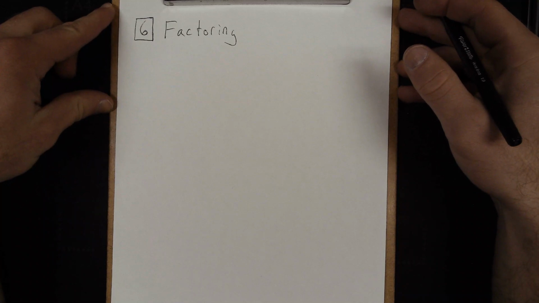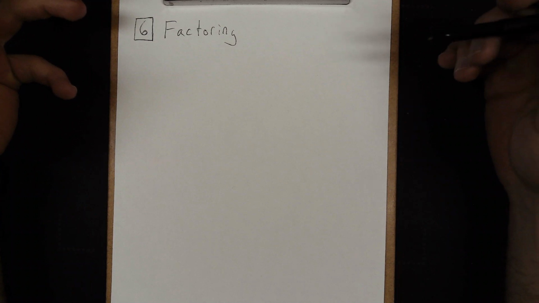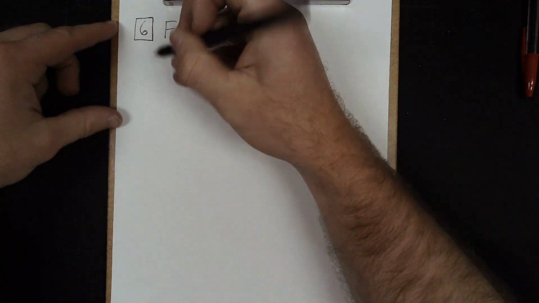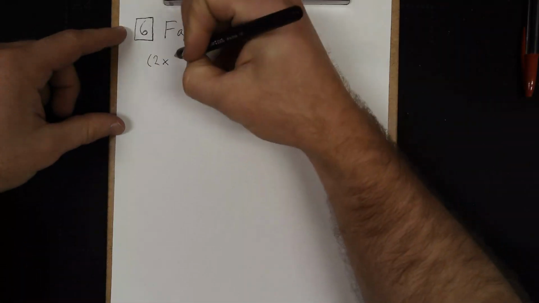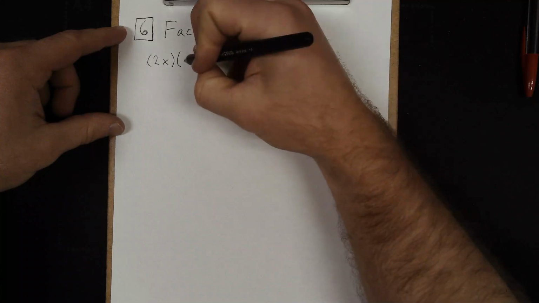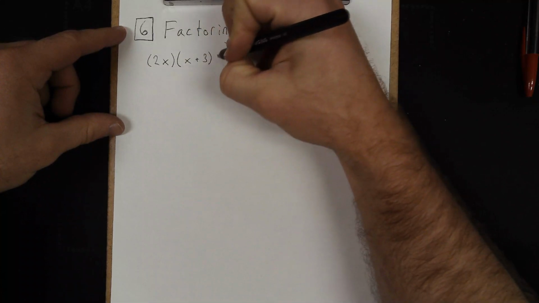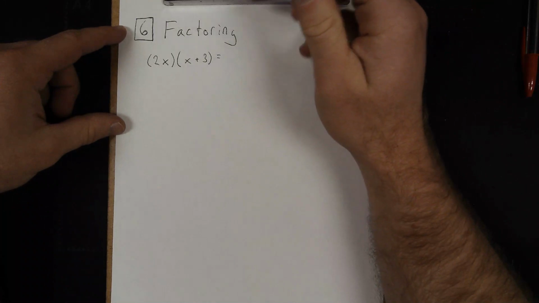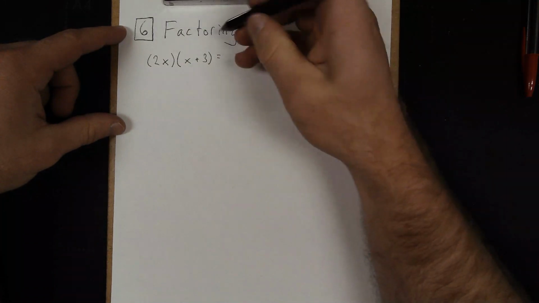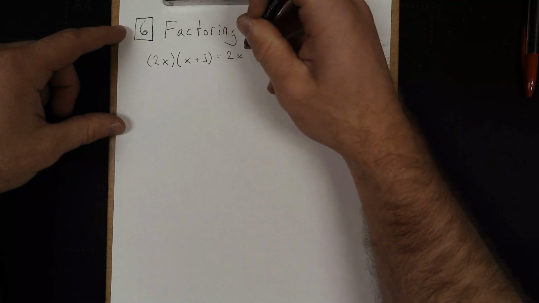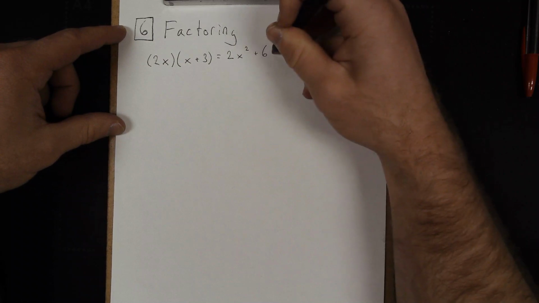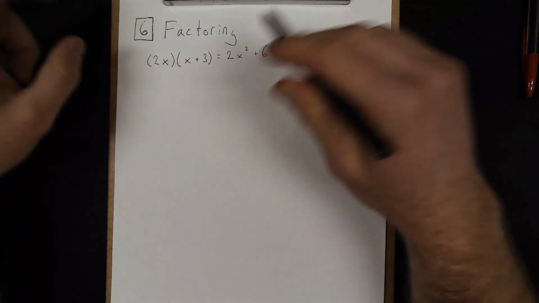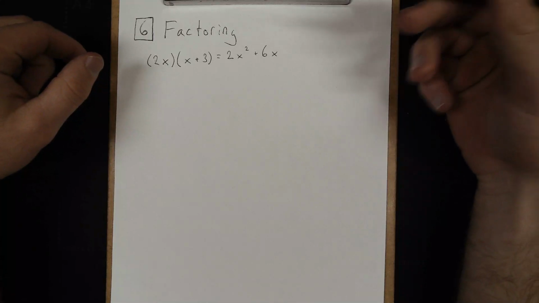In this chapter, we are essentially doing the reverse of what we were doing before. Before, we'd have something like 2x multiplied by x plus 3. This is going to give us a binomial for an answer. So we got 2x times x, that gives us 2x squared, and we have 2x times 3, so that gives us a plus 6x. Now we're learning how to go in the other direction.